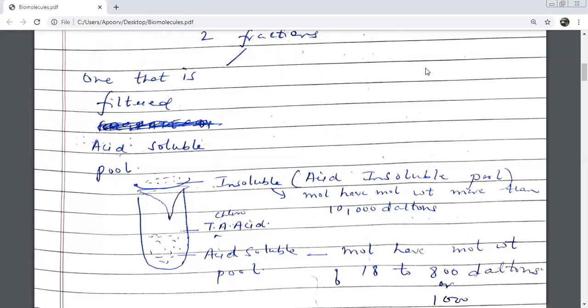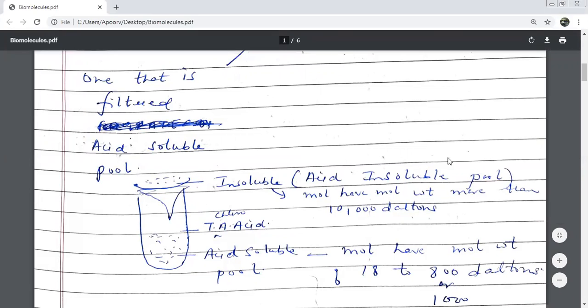More than 10,000 Daltons will all come in the category of acid insoluble pool. And all the molecules whose molecular weight is somewhere between 18 to 1,000.